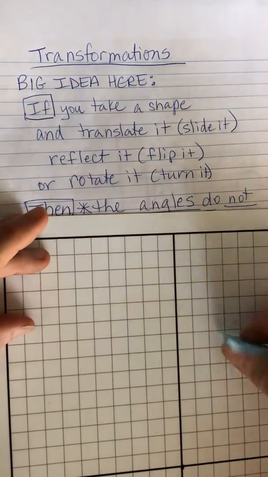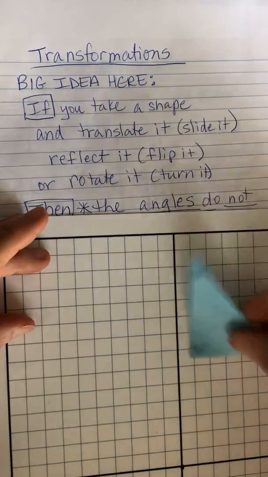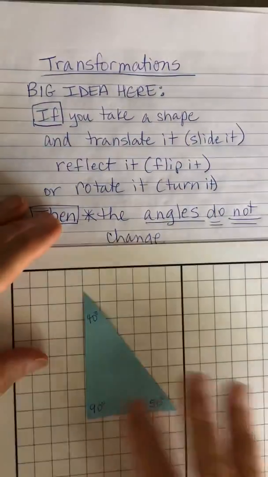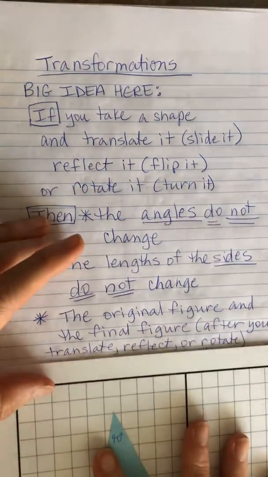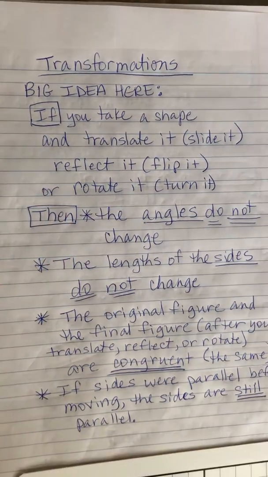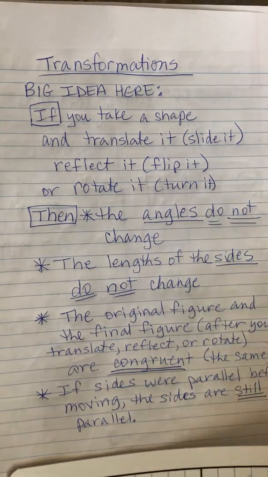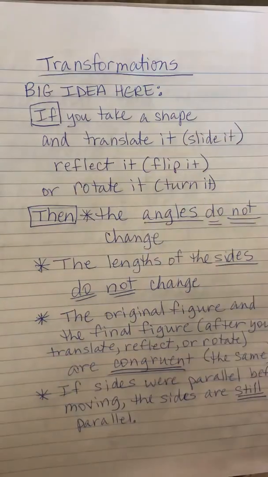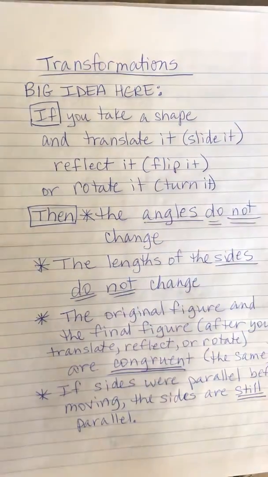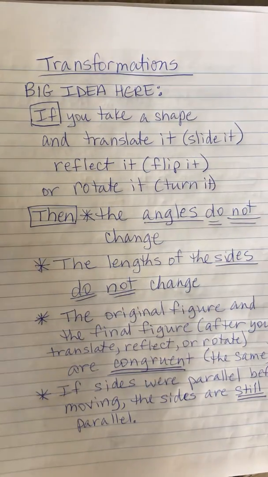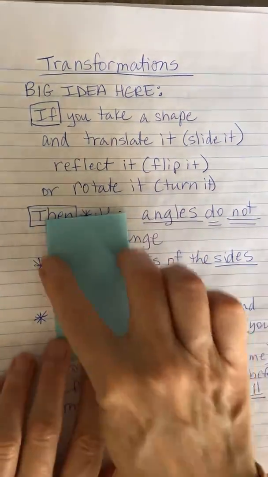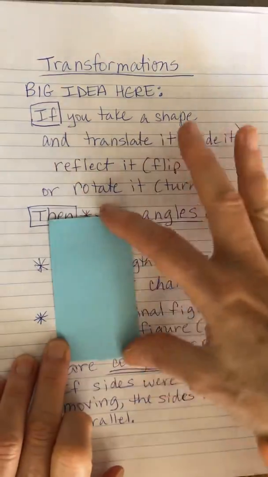And if I turn it or reflect it, or if I rotate it, it's all congruent. Congruent just means the same, okay? And then last, if sides were parallel before moving, the sides are still parallel. Okay, so I'll take this shape. I realized I needed to have something that has parallel sides here and here.